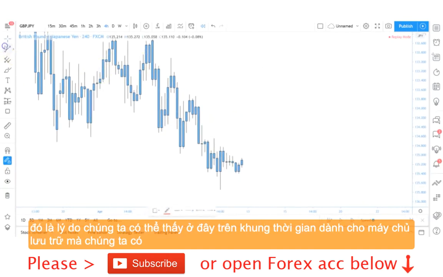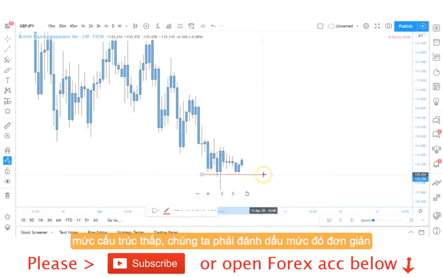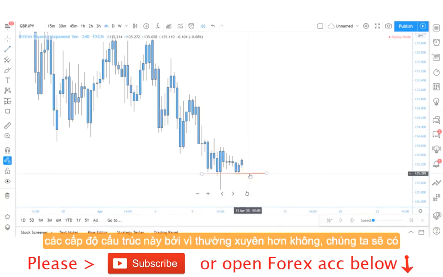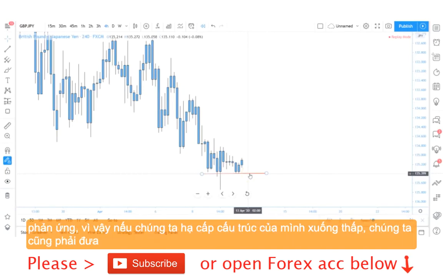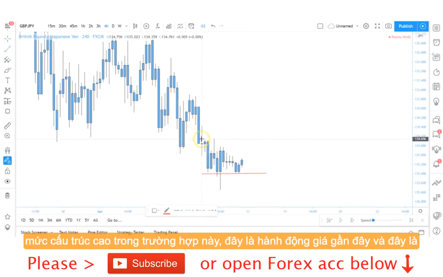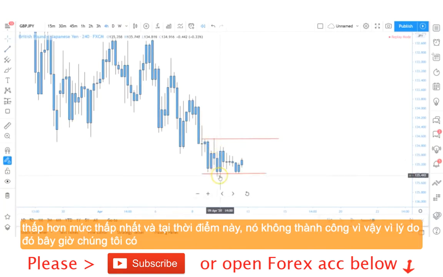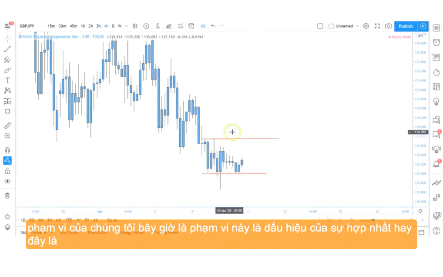So for that reason, we can see here on the 4H time frame that we have a structural level low. We must mark that level in, simply because if we plan to sell the market, we don't want to be selling the market into these structural levels, because more often than not, we're going to have a reaction. So if we take our structural level low, we must also take our structural level high. In this instance, this is recent price action, and this is where the market created the lower high when it attempted to push down to make that lower low, and at this point it failed. So for that reason now we have our range.